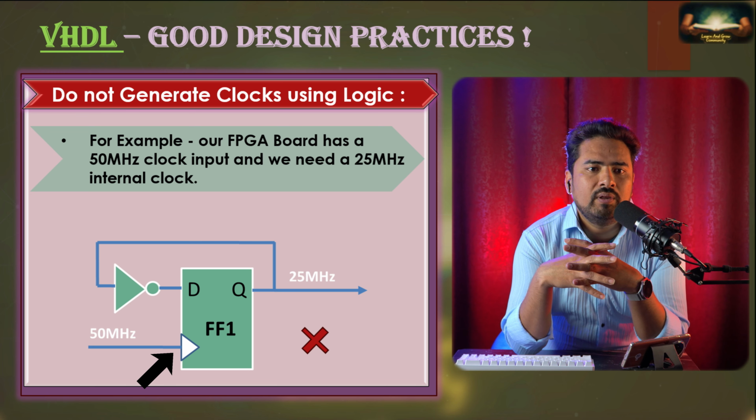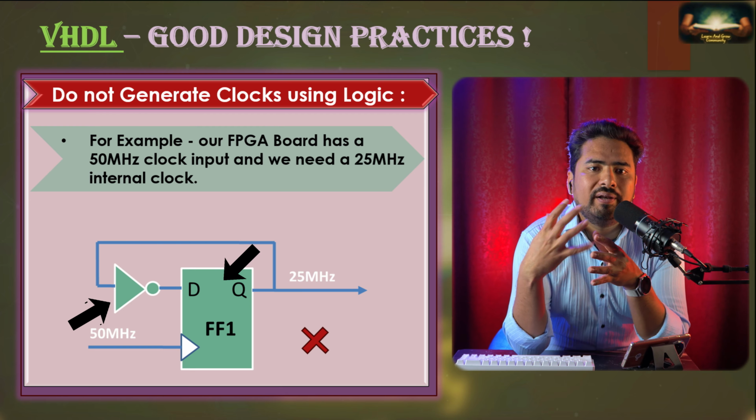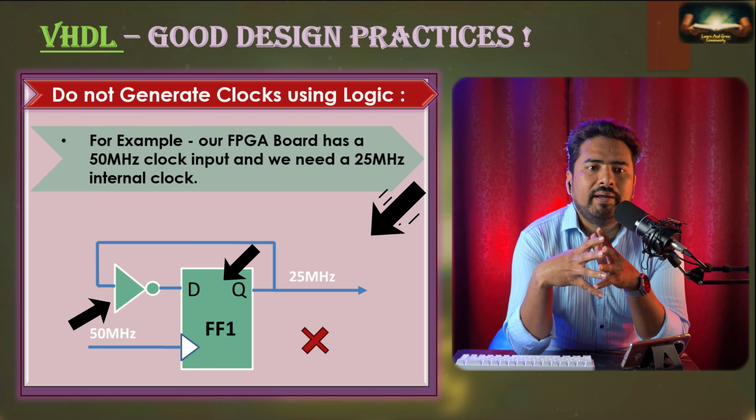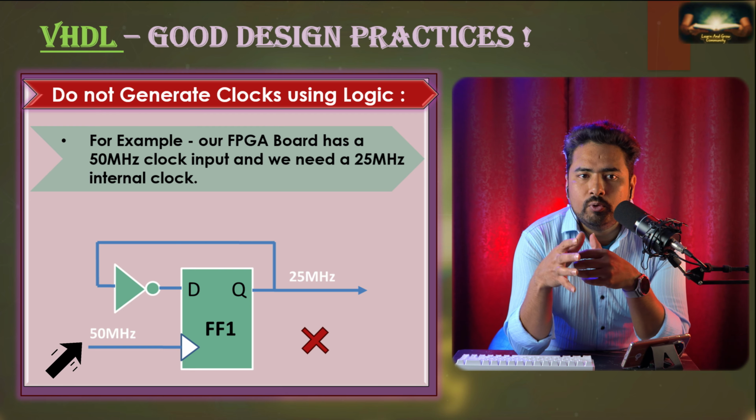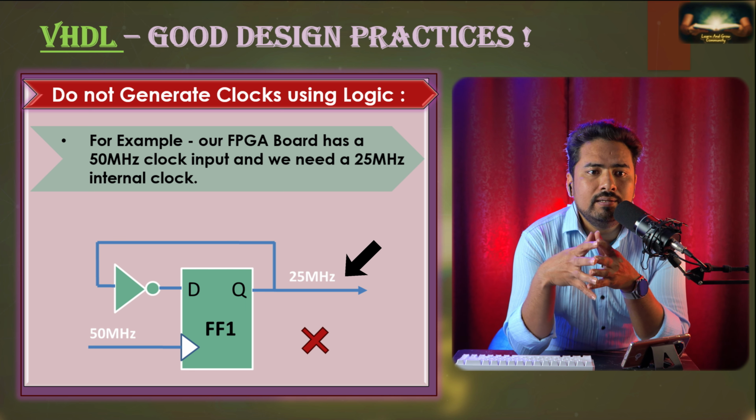For example, you have a 50 megahertz clock connected to an FPGA pin and you need a 25 megahertz clock, or you need a 1 hertz clock for a digital watch. For this example, we can generate a 25 megahertz clock using a register and a NOT gate like in this block diagram. You input 50 megahertz as the input clock and get 25 megahertz at the output of this flip-flop.